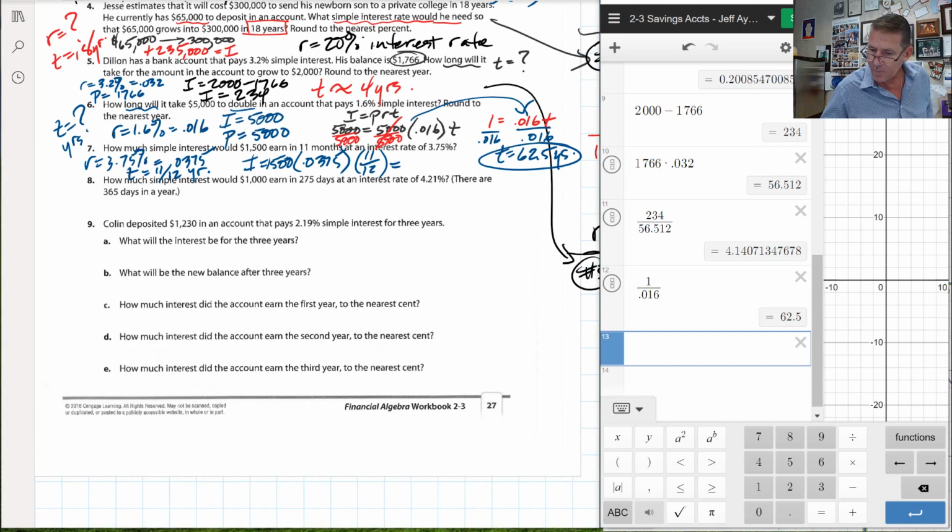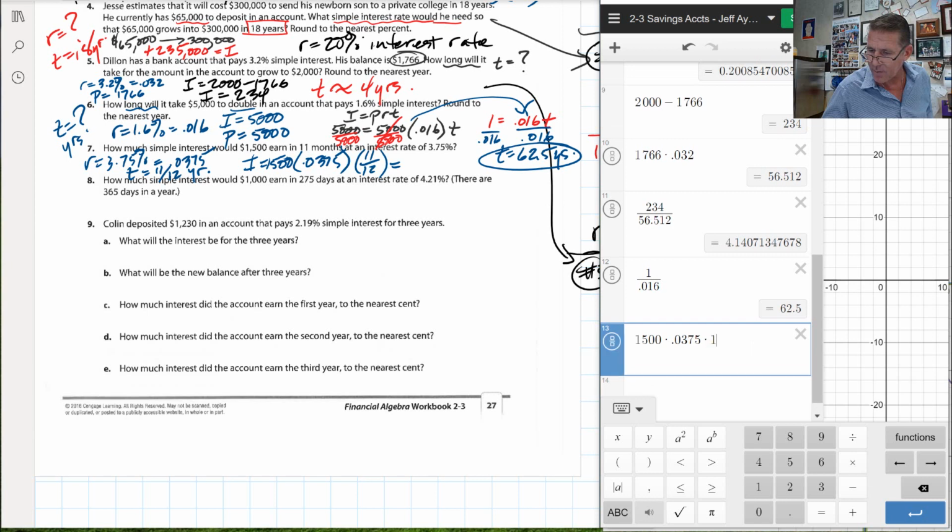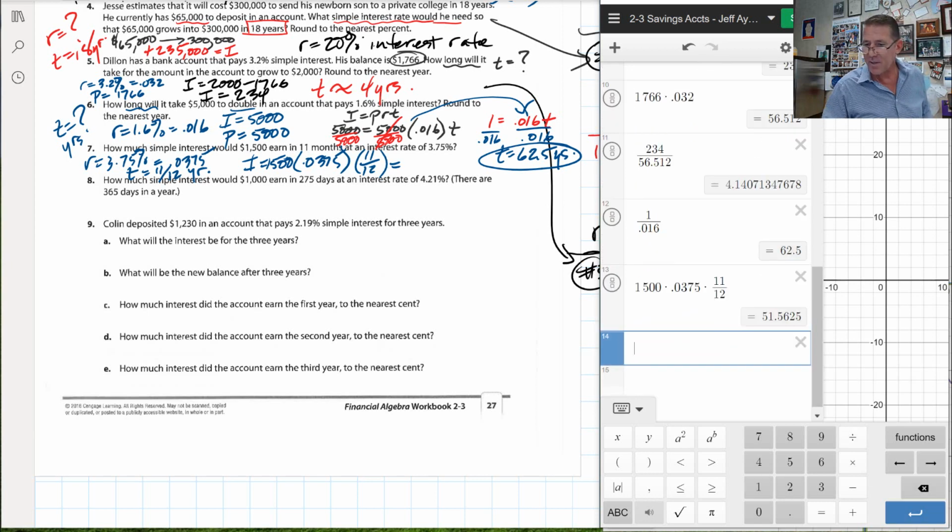And just type it all in. You're going to need a calculator in this course pretty much every day. In finance, you just need it every day. So times 11 divided by 12, just type it in and boom. Desmos does everything for you. And then you get about $51.56 roughly. There's your interest.